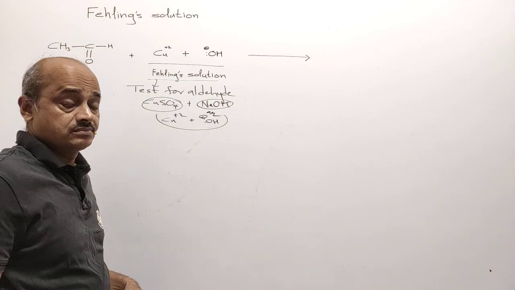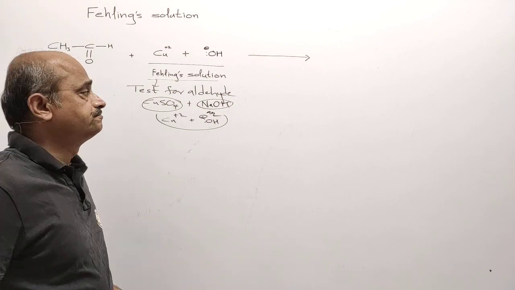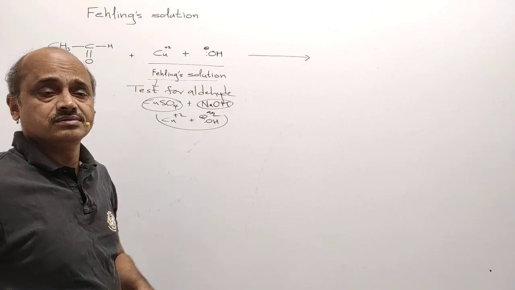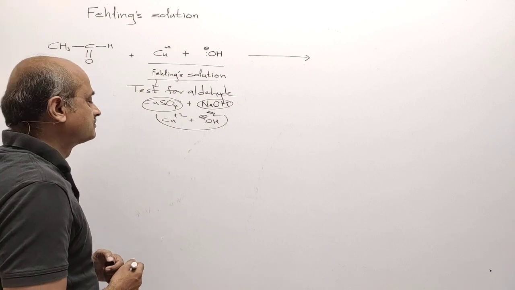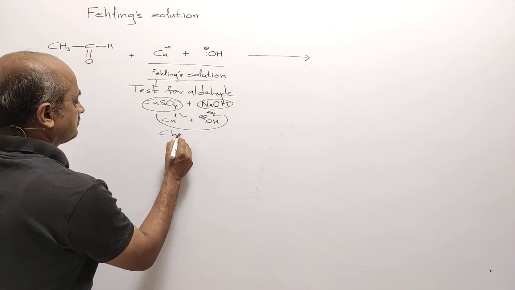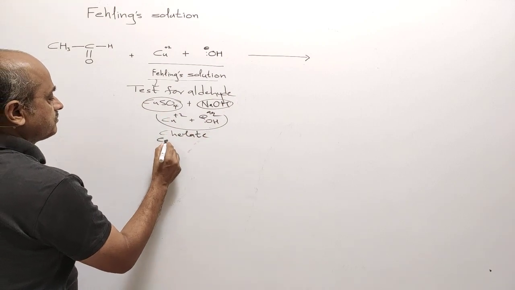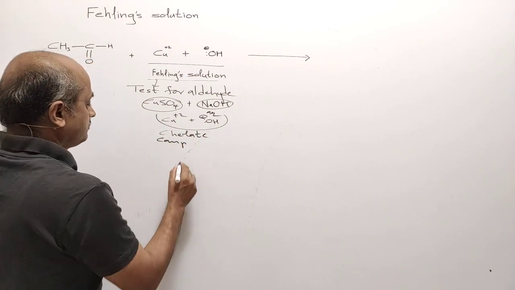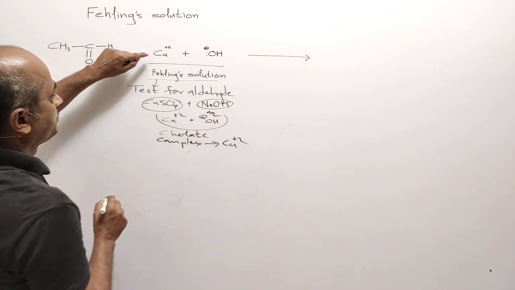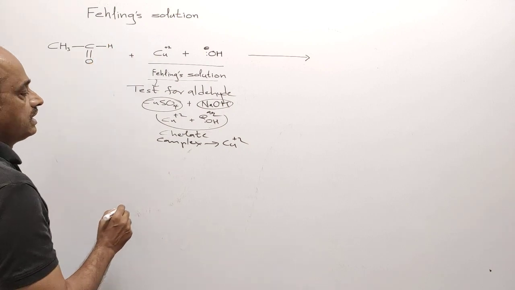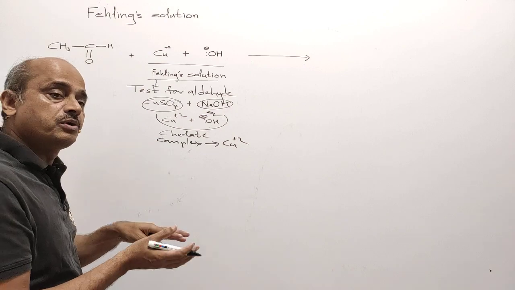And there is a word, I will not write it in your notes: Rochelle salt. It is a chelating agent actually, and it forms a complex with cupric ions through coordinate covalent bonds, and therefore the cupric ions remain in the form of cupric ions.